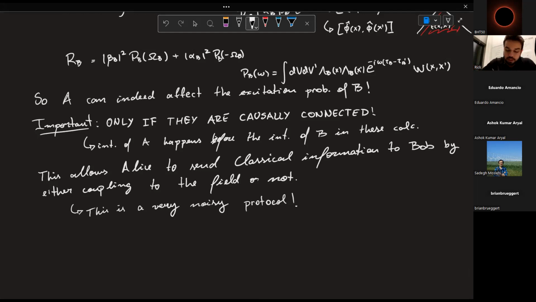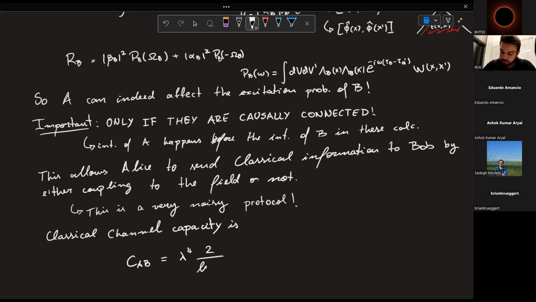Okay. The classical channel capacity is C A B, I'm going to call it like this, is lambda to the 4, 2 divided by log 2. All of this is in the paper that I cited up there.